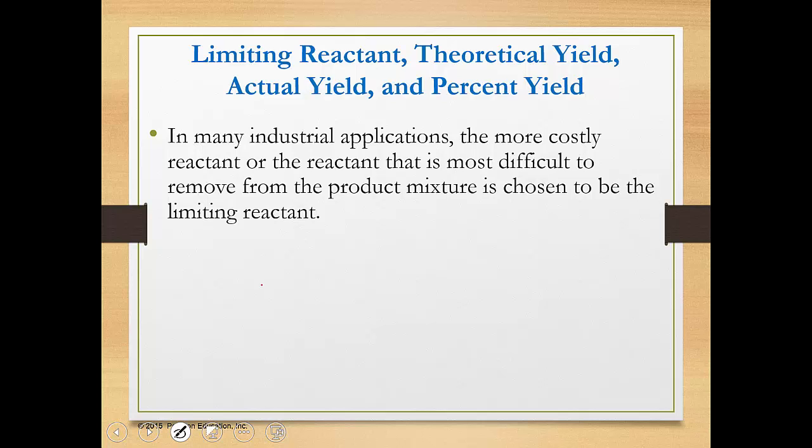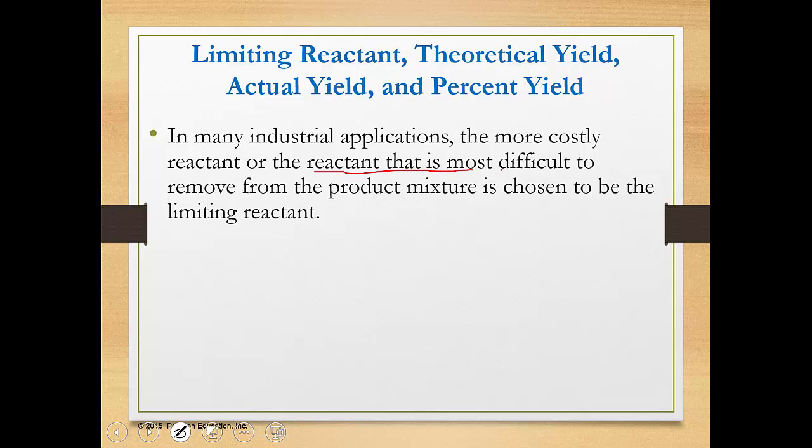The more costly reactant, or the reactant that is most difficult to remove from a product mixture, is usually the one you're going to choose to be your limiting reactant. If it costs a lot of money, then you want to get the most bang for your buck. You want to make sure every scrap of a costly reactant gets used up. And if the other reactants are cheaper, then if you lose a little of those, you're not losing as much money. Or sometimes you have a reactant that contaminates your product.